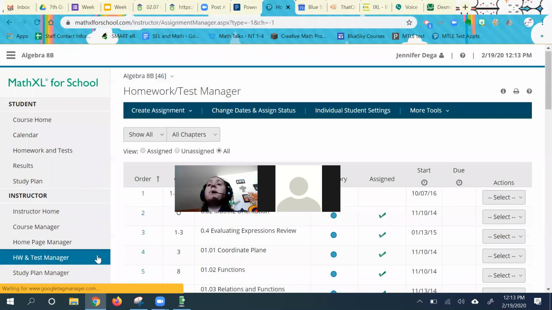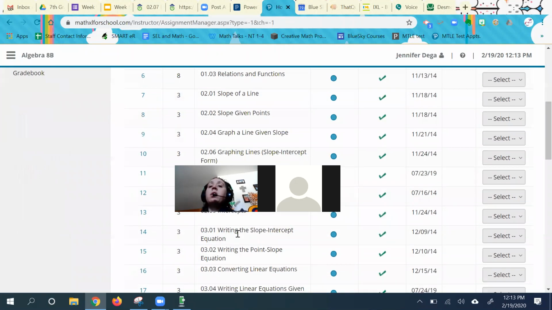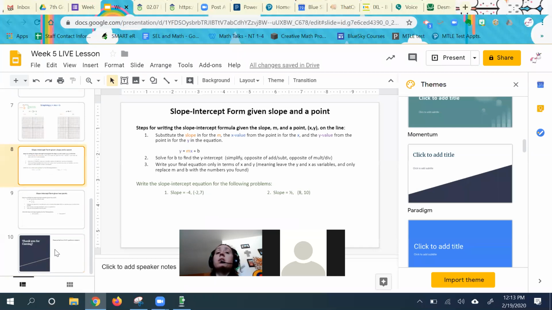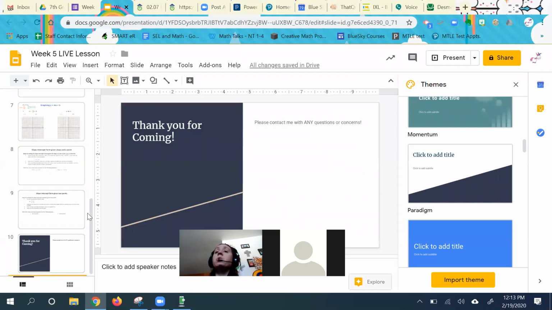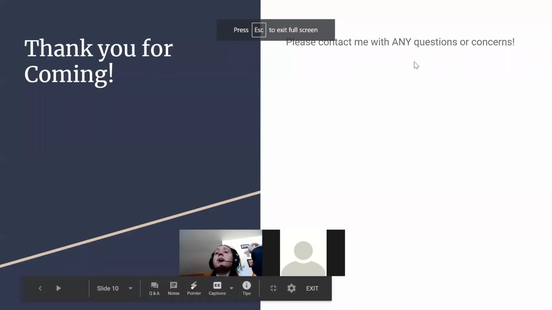Homework and test manager. Oh, you only did the Moodle one. Okay, that's probably under writing. Yeah, this is just graphing. Cool. Okay, so we'll talk about that later. Definitely. I just wanted to show you one because we will hit on it quite a few times.